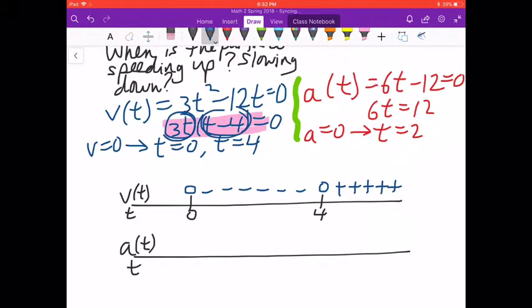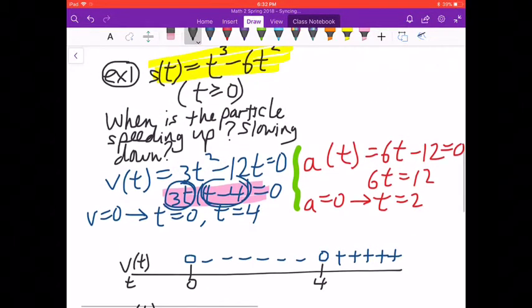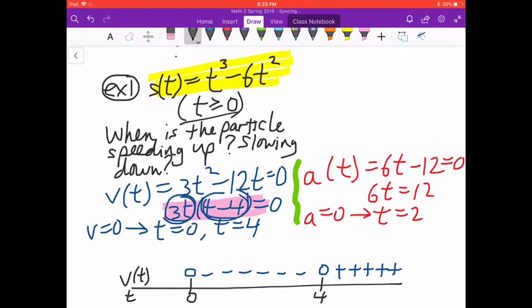All right, moving on to acceleration. So this time, we've got 0 here. We want to keep these lined up. 2 would be somewhere about here in the middle. Now, 0 is not really a critical point there. It's just we're not going to go below 0, because they told us in the beginning that t had to be greater than or equal to 0.